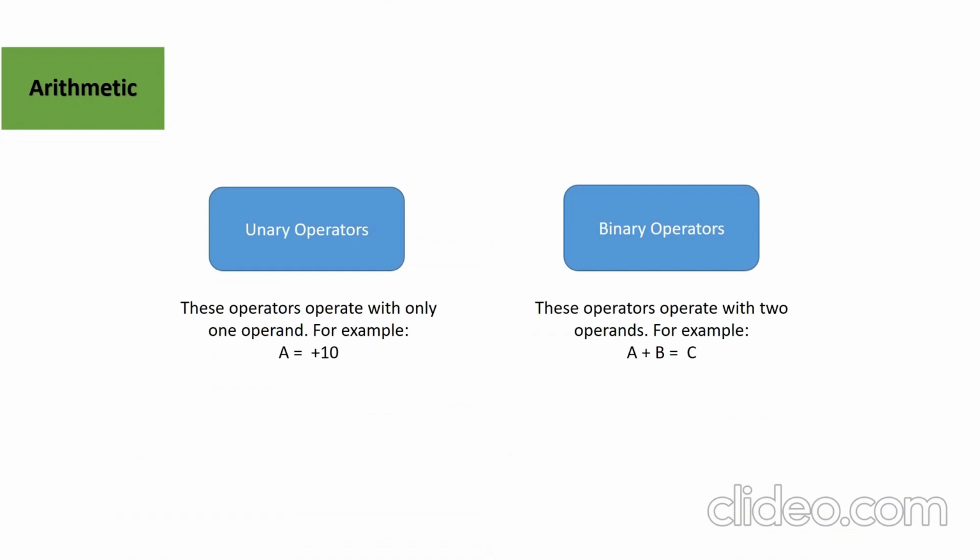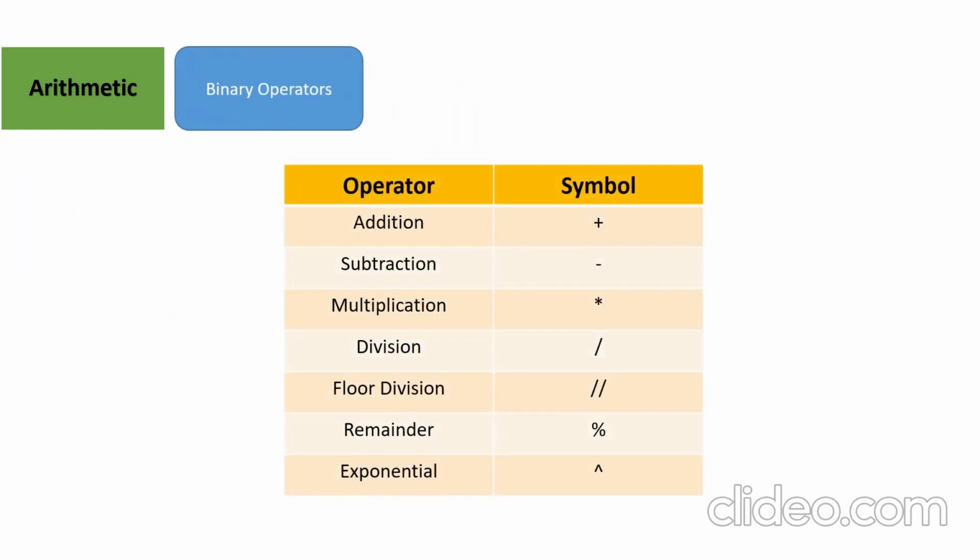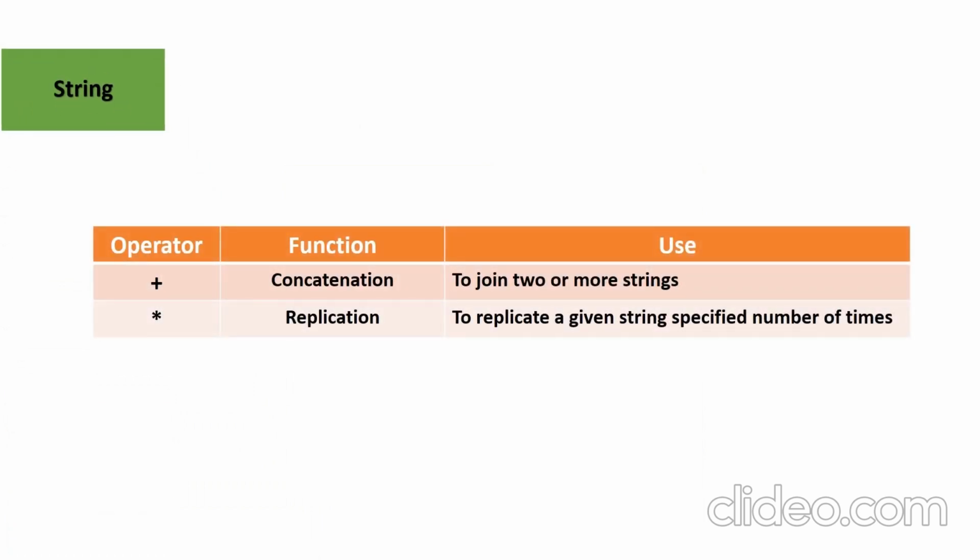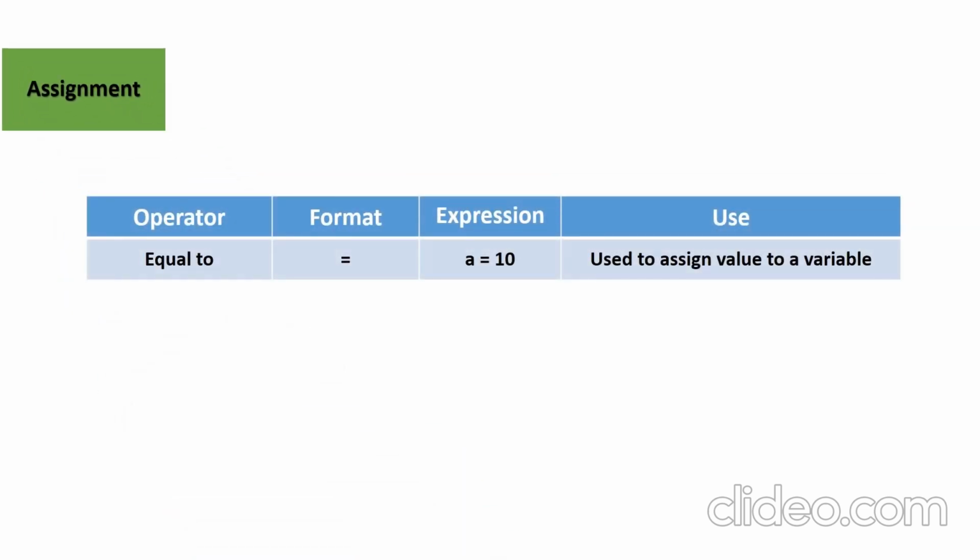Arithmetic operators. These operators are used to perform mathematical operations. They are of 2 types, unary operators and binary operators. Binary operators work with 2 operands. For example, binary operators are of different kinds which are shown in the table. String operators. These operators are used to perform operations on a string as shown in the table given. Assignment operator. This operator is used to assign values to variables.